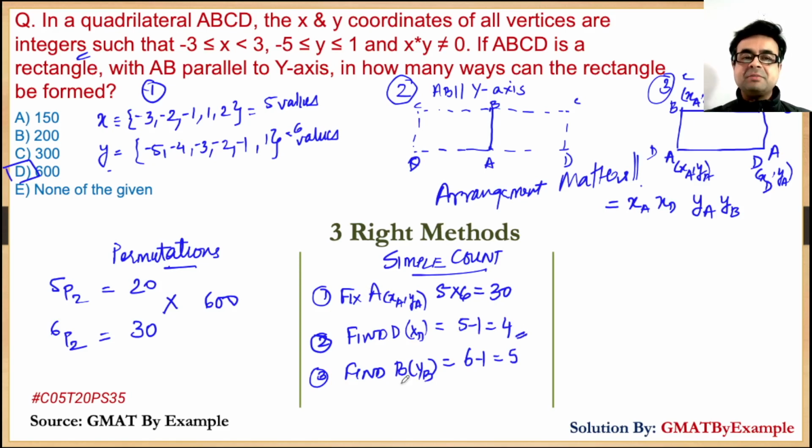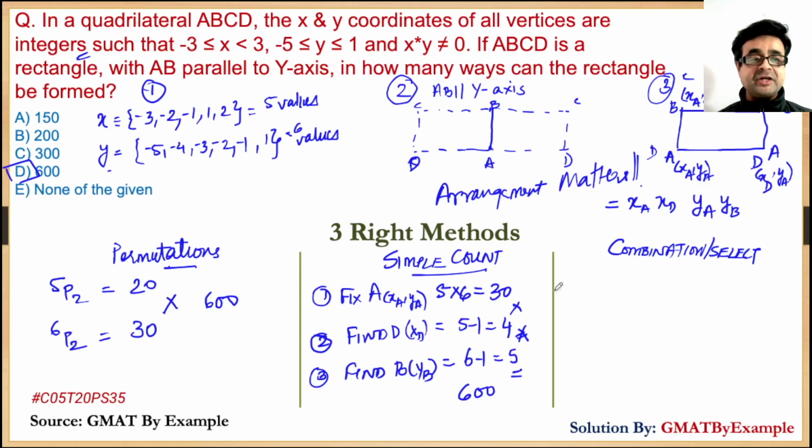So 4 ways. Similarly, I have to find the y coordinate of B. And since there are 6 possible values of y and I've already fixed one value with whatever YA is, I have 5 other possible values for B, which gives me a total of 30 multiplied by 4 multiplied by 5, which is also 600. And finally, we have the combination and selection way of doing things.